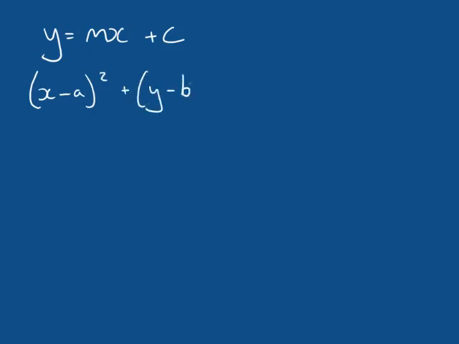So in this video, if we recall back to our earlier videos, we'll remember that the equation for a straight line is y is equal to mx plus c. And we'll also recall that the equation for a circle that is centered around the point (a, b) is (x minus a) squared plus (y minus b) squared is equal to the radius of the circle squared.